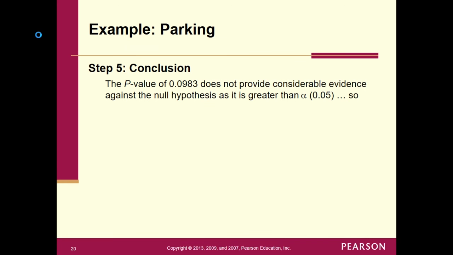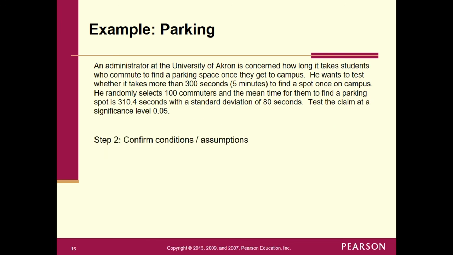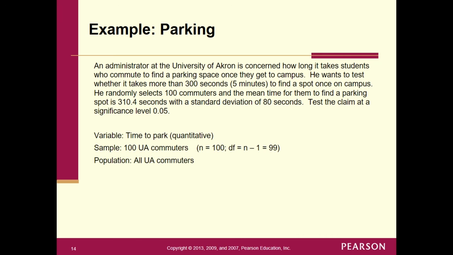So the p-value of 0.0983 does not provide considerable evidence against the null, that is, as it is greater than alpha. So do not reject the null. Remember, don't accept the null. I'll keep on reminding you of that. Meaning, again, the statements in the null and the alternative hypotheses are still plausible. Everything's still on the board, actually. Okay? So remember what was in the null and alternative hypotheses.